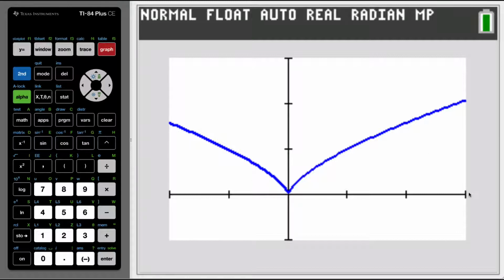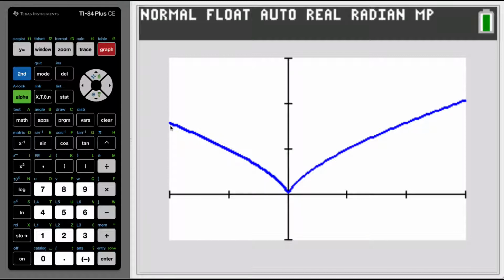So now if I hit graph, the absolute maximum is the highest point that we can see anywhere on the graph, and it's happening at this right end value of 3, and we can see there that it's just a little bit above 2, because when we did it algebraically, we got 2.08. And then the absolute minimum is the lowest point on the graph, so we can see that that's happening right here at the origin, which is the point 0, 0.